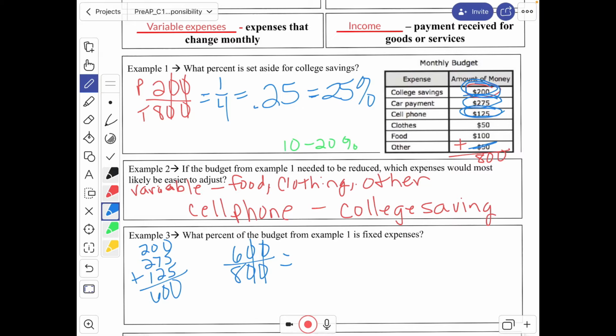Remember, they both end in zeros, so we can cancel that. And then 6/8 would simplify to 3/4, which is 0.75 as a decimal, or 75%.